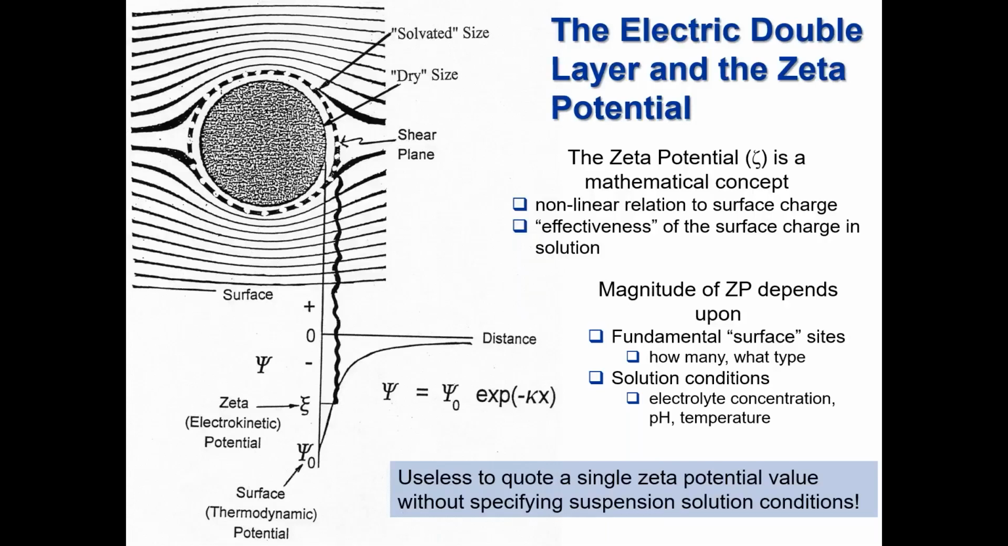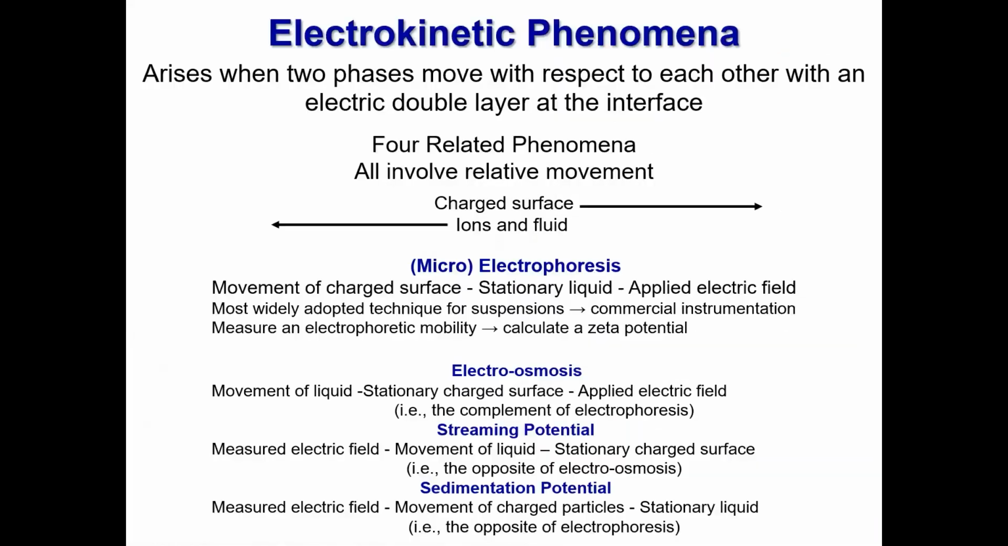So, how do we measure Zeta potential? There are 4 ways in which the Zeta potential can be obtained. The techniques are all based on the presence of an electric double layer and the movement of a charged surface in relation to a liquid. The most widely adopted technique is that of microelectrophoresis. I call it micro to distinguish it from the analytical technique of gel electrophoresis, which of course uses exactly the same principle. It relies on measuring the movement of a charged surface in a stationary liquid by means of an applied electric field, and so is ideal for suspensions and is of course the basis for virtually all modern commercial devices, including the HORIBA SZ100.